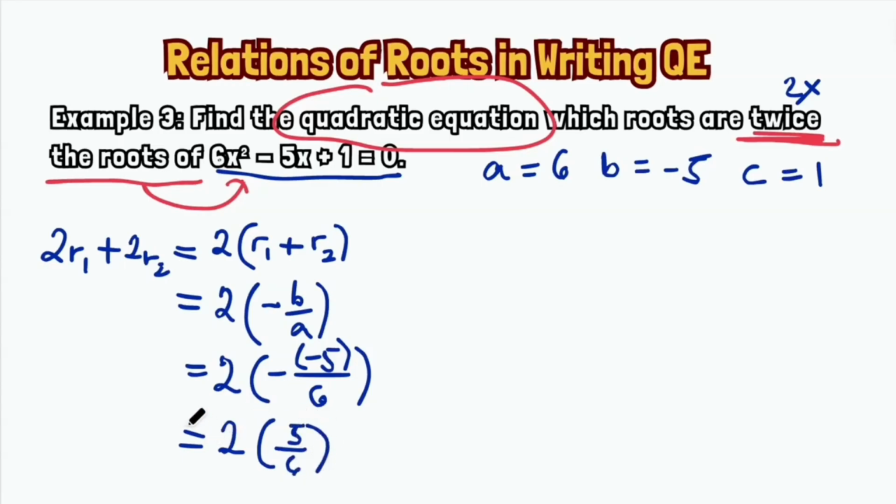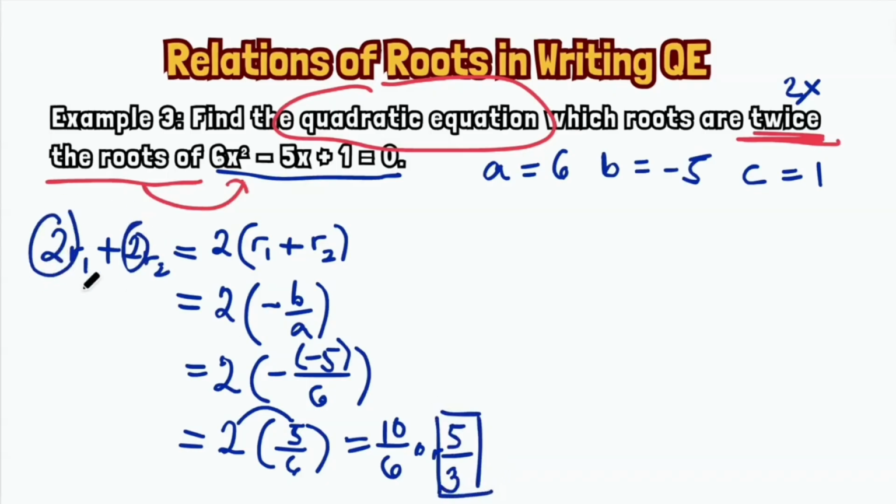And we get to simplify this once again. We have this 5 times 2, that is going to be, so ito dito na, 10 over 6. Or, when we get the lowest term, divisible yan pareho sa 2. 10 divided by 2, that is 5. 6 divided by 2, that is 3. Ito na yung twice ng sum of roots.